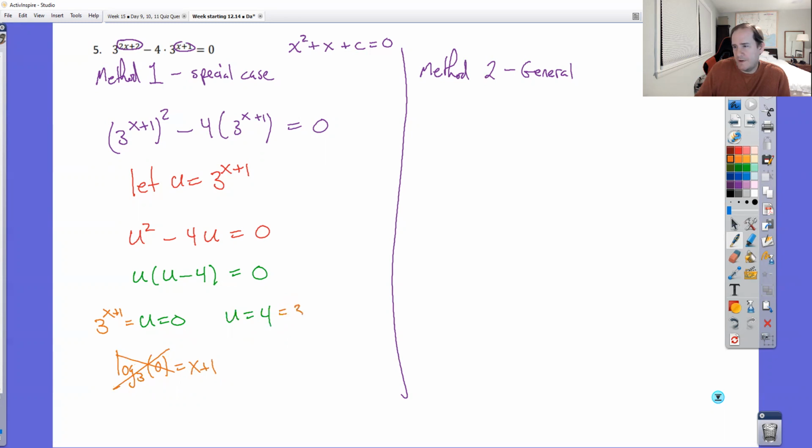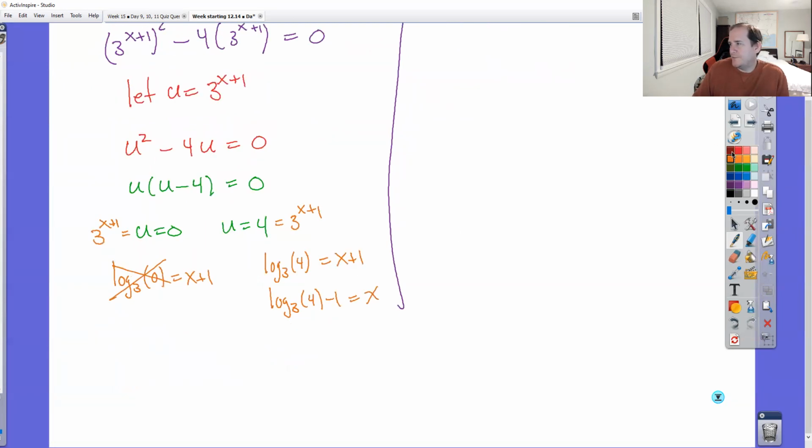If this is equal to 3 to the x plus 1, then take the log base 3 of both sides. This time you get log base 3 of 4, and that equals x plus 1. So you subtract 1 from both sides, and you get the log base 3 of 4 minus 1, and that equals x. And so that answer right there is fine. But as we talked about before, there is somewhat of an expectation that you rewrite the 4 as a 2 squared and then apply power rule. So out pops a 2, and what you really have is 2 times the log base 3 of 2 minus 1.